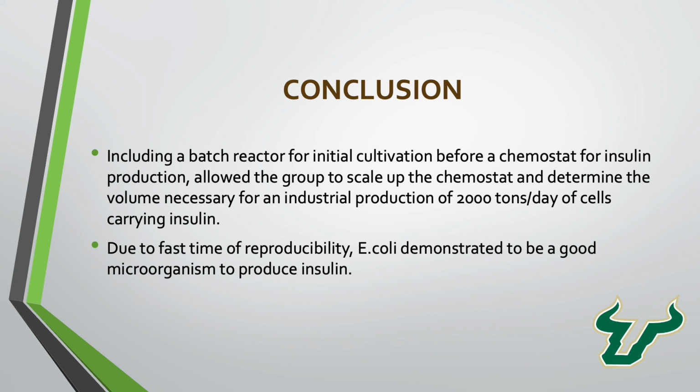Conclusions of this project were: including a batch reactor for initial cultivation before a chemostat for insulin production allowed the group to scale up the chemostat and determine the volume necessary for an industrial production of 2,000 tons per day of cells carrying insulin. Due to its fast reproduction time, E. coli demonstrated to be a good microorganism to produce insulin.